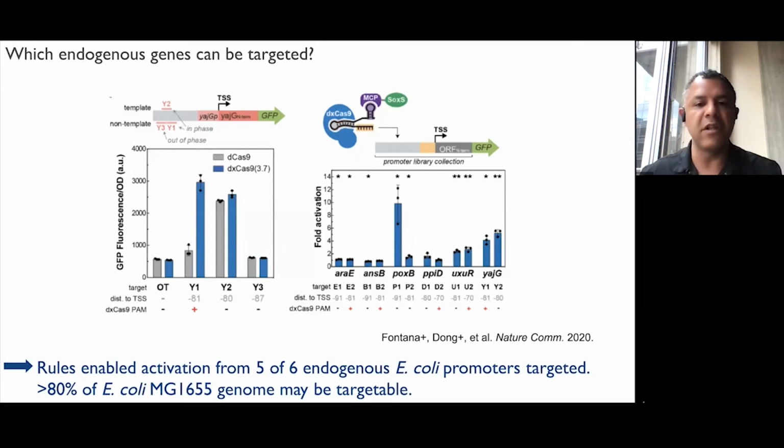And so, there's still more we'd like to understand about the rules for activating endogenous genes, particularly whether we can make CRISPR activation, or CRISPR-A, directed gene expression levels quantitatively predictable. Even at this stage, we estimate that something like 80% of the E. coli genome may be targetable using these tools and approaches. So we think we're on the right track.